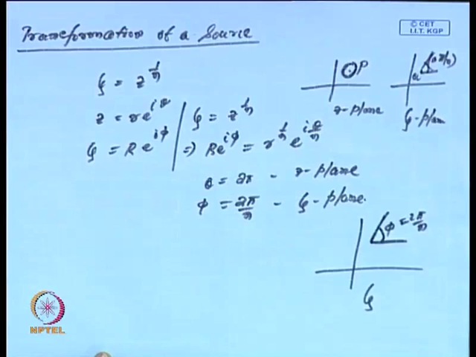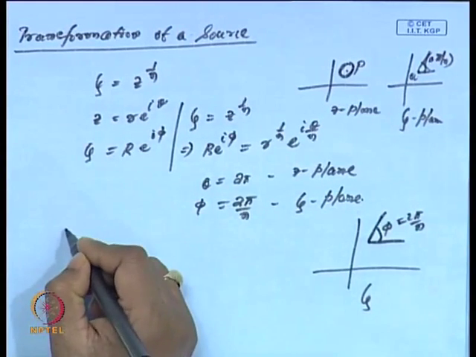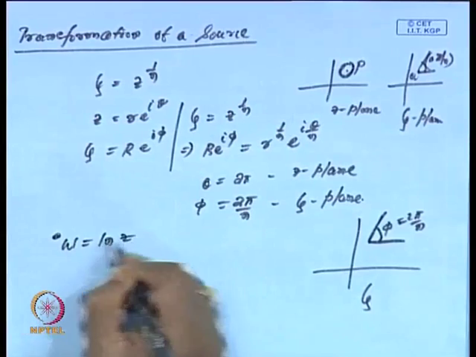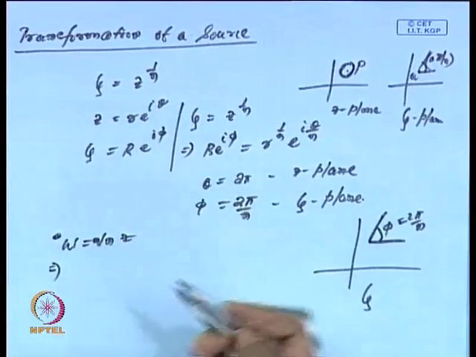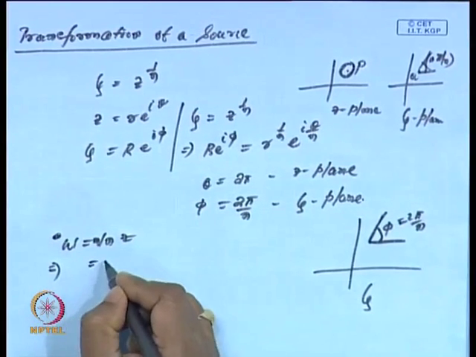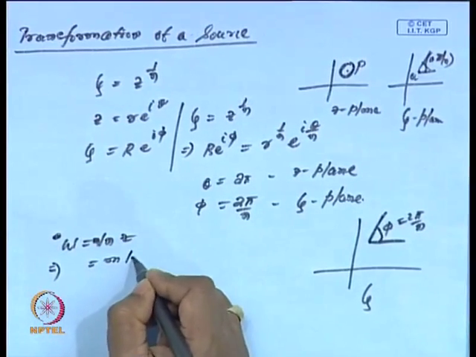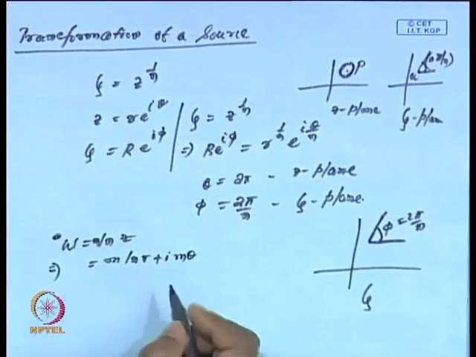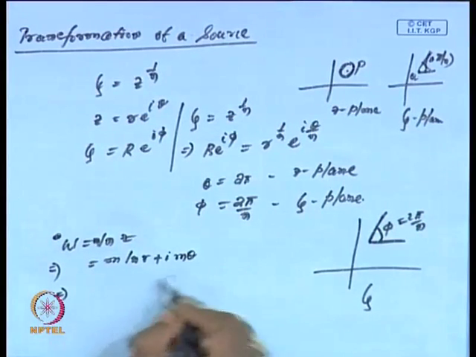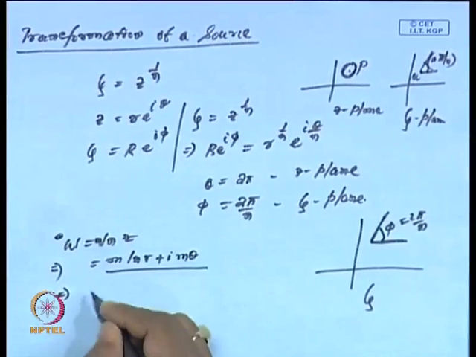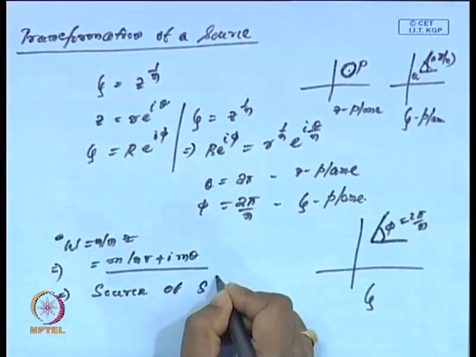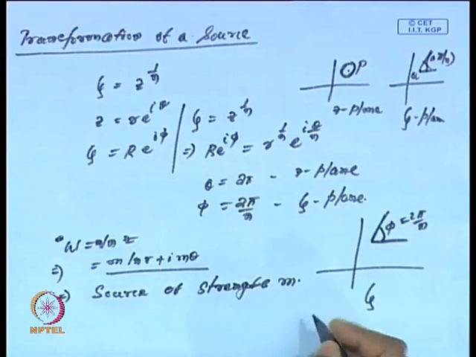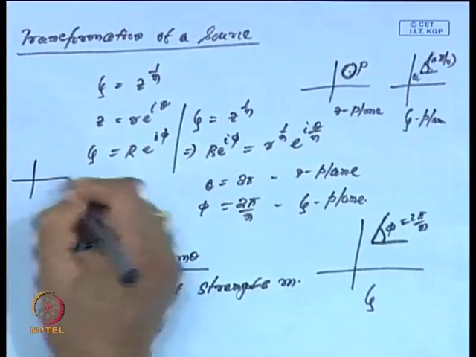This emphasizes, suppose I look at a source here. In the z plane, if I have a source, because if I say my w is equal to m ln z, m log z, that means I have a source in the z plane, which gives me m log r plus i m theta. So, this represents in the z plane a source of strength m, and the streamlines will be circles.